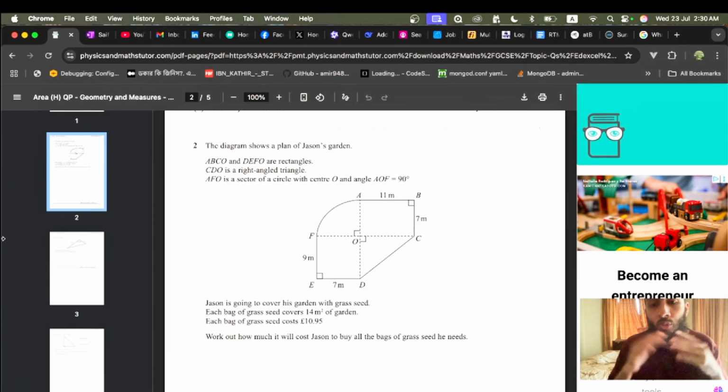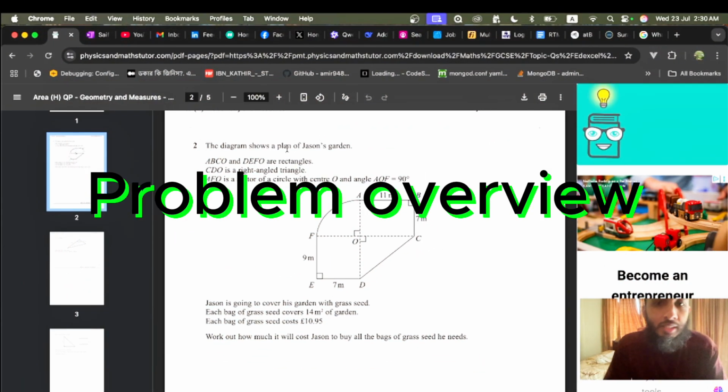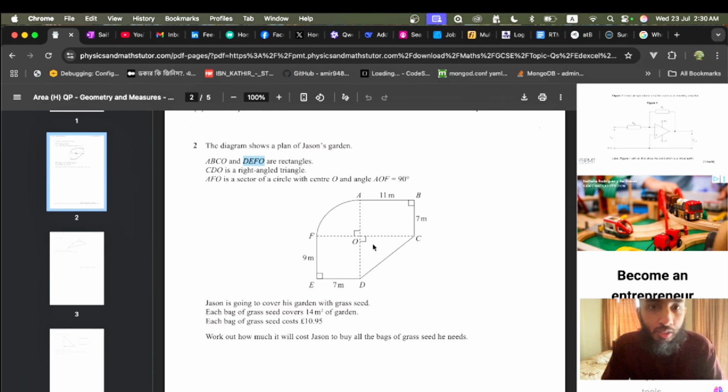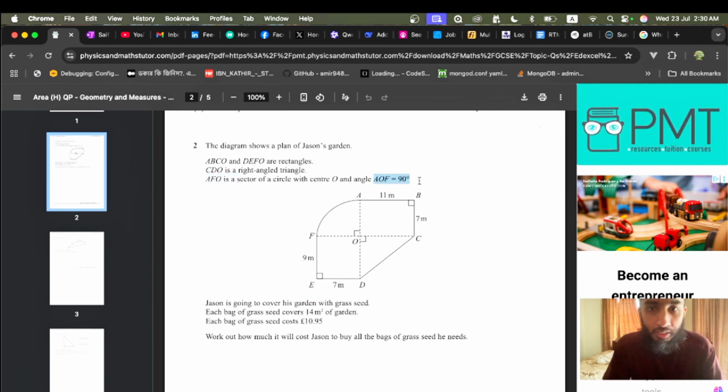I now want to focus on the second problem. So let's read the problem. It states that there is a diagram here that shows the plan of Jason's garden. ABCO and DEF are rectangles, so this and these are rectangles. CDO is a right angle triangle. And AFO is the sector of a circle, and this angle AOF is 90 degrees, given.